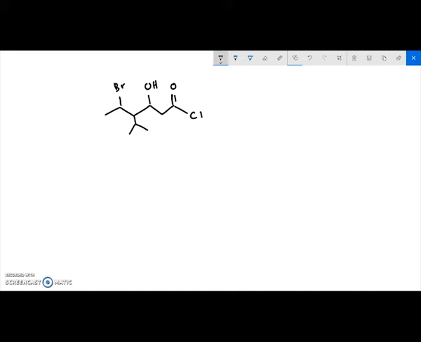So if we do the numbering, the first carbon will be here, second carbon here, third carbon, fourth carbon, fifth carbon, and also the sixth carbon. So guys, the longest chain is 6, therefore the parent name will be hexanoyl chloride. And don't forget to list down every substituent that we have. We have 3-hydroxy, 5-bromo, and also 4-isopropyl, and they need to be arranged in alphabetical order.